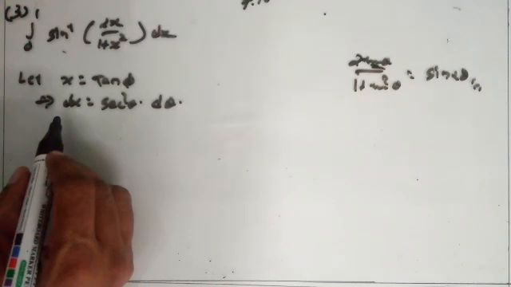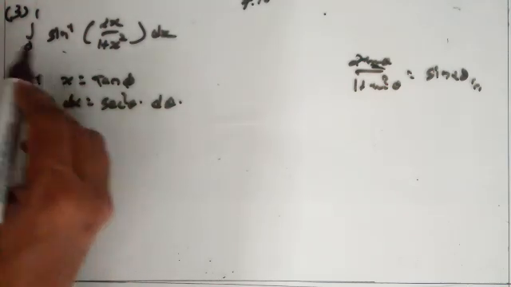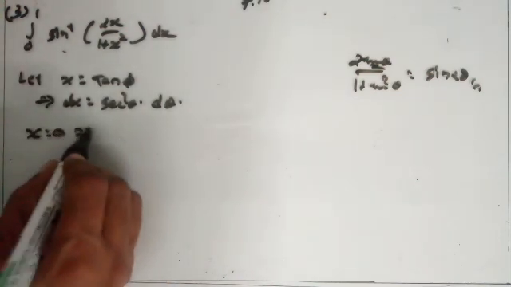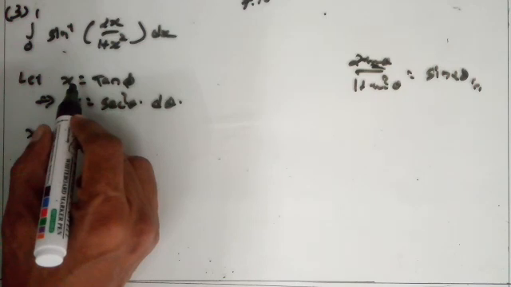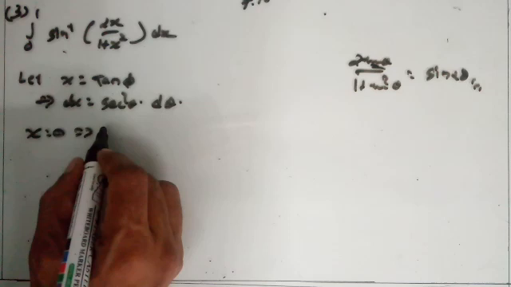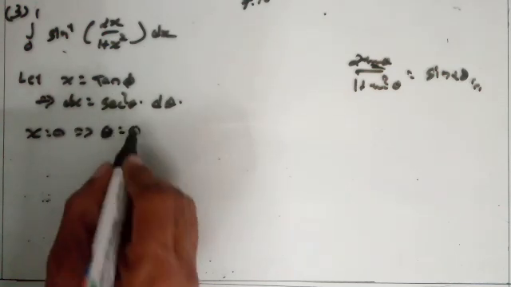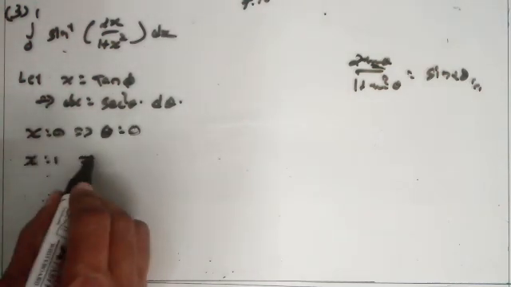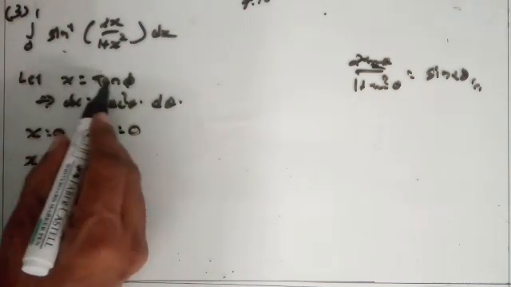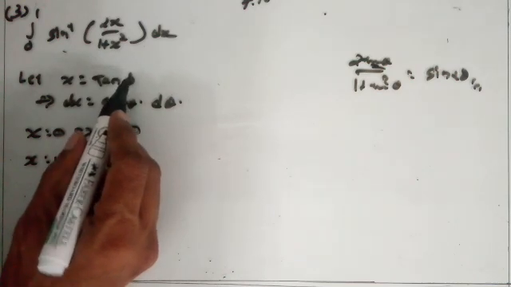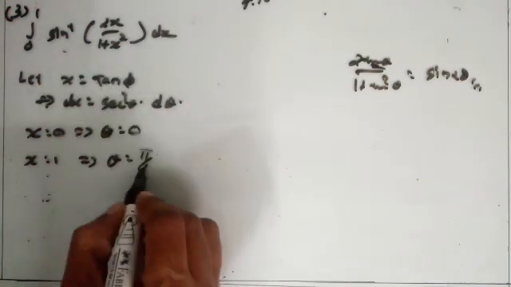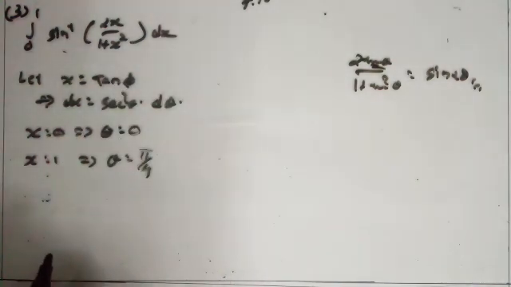Now change these limits into theta form. x is equal to 0. Then think where the value of tan becomes 0. So tan inverse 0 is also 0, that is theta is equal to 0. Now x is equal to 1. Then think where the value of tan theta becomes 1. The value of tan at pi by 4 becomes 1. So theta is equal to pi by 4.